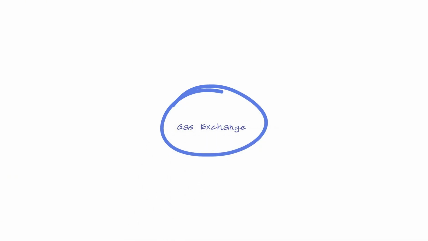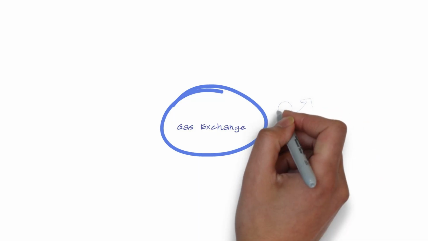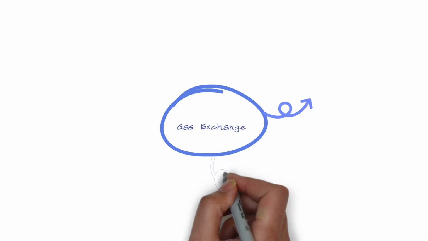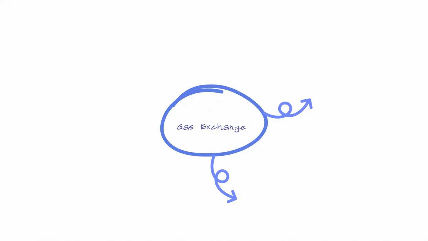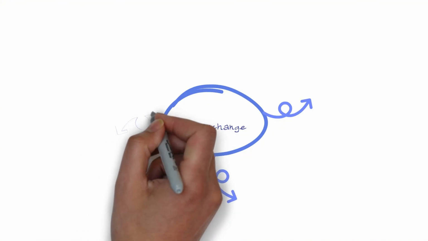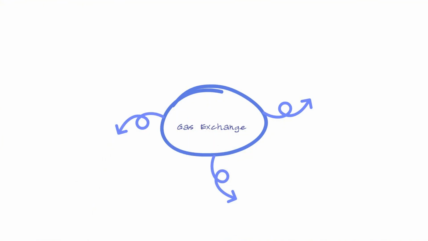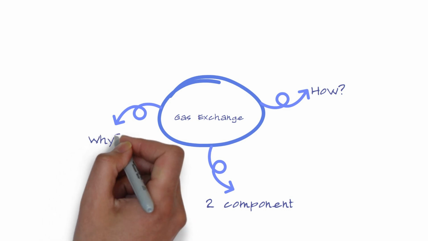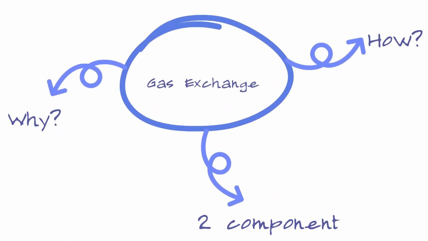Today we are continuing with respiration and we are focusing on gas exchange, but in this part we are going to focus on only three main points. First, how does gas exchange happen? Then, the two components important to keep the oxygen and carbon dioxide levels within normal range, and why this is important. So let's map it out.